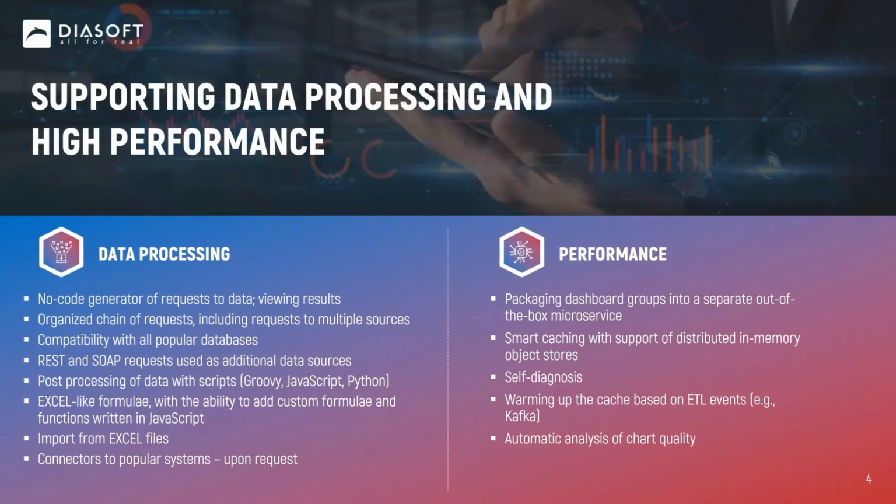In this part, let me talk about how we process data and achieve high system performance. To process data, digital Q.Sensor uses a no-code designer of requests to data. We design a sequence of requests, and a data graph can be a result of multiple requests, processed simultaneously or consequently with transformations. We support post-processing of data with scripts, such as Groovy, JavaScript, Python, and work with about 30 popular databases, including Microsoft, Oracle, Postgre, etc.